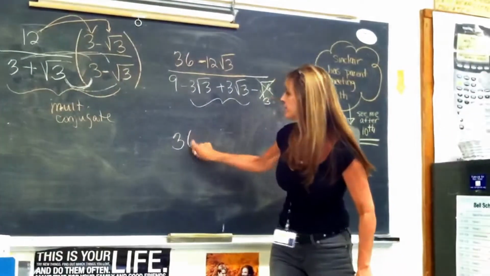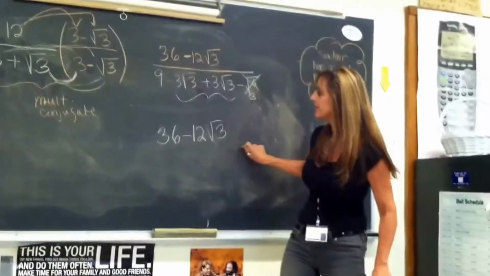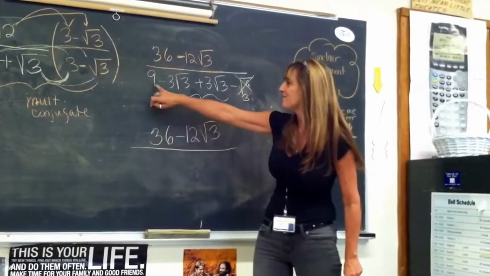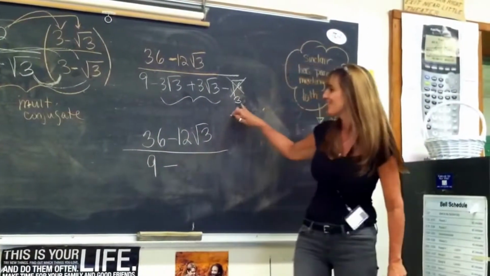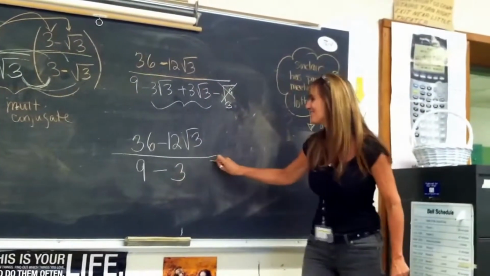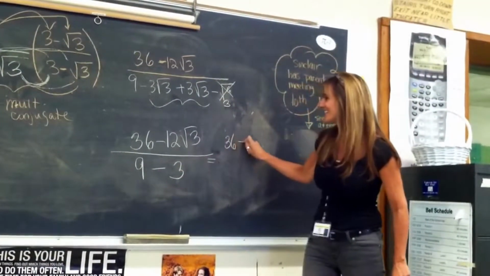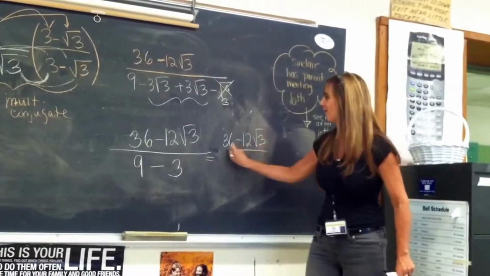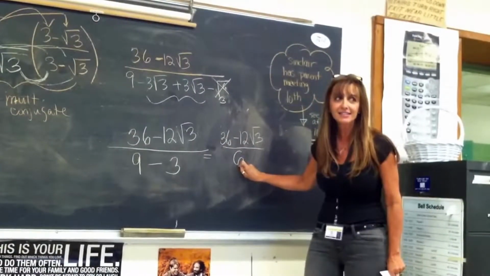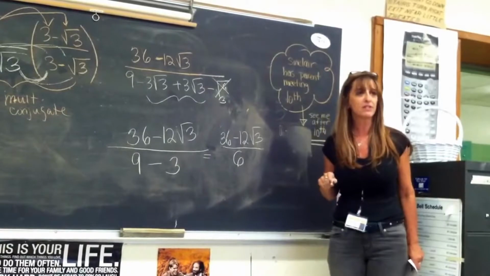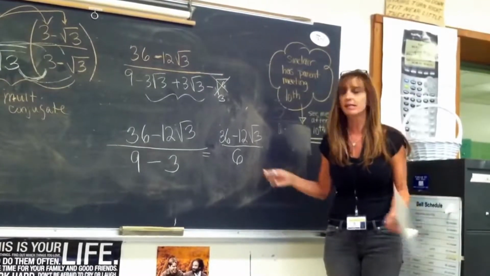So on the top, 36 minus 12 rad 3. And on the bottom, 9 subtract 3, which is really 36 minus 12 rad 3 over 6. But I'm not done yet. What do I have to do? I got to reduce it.